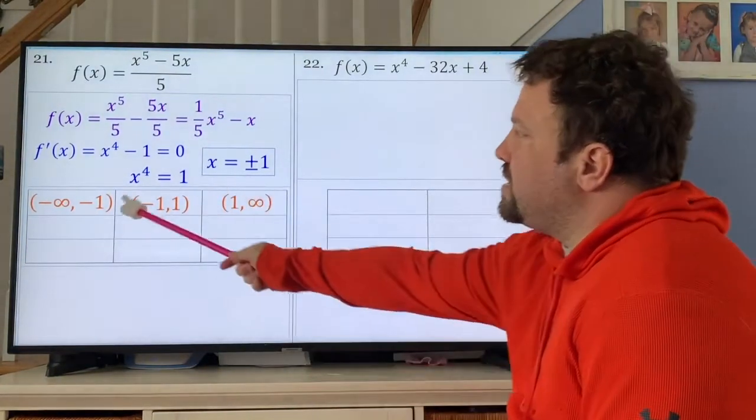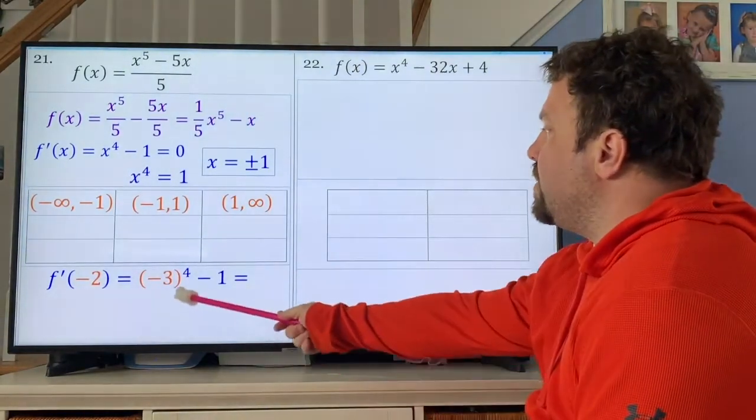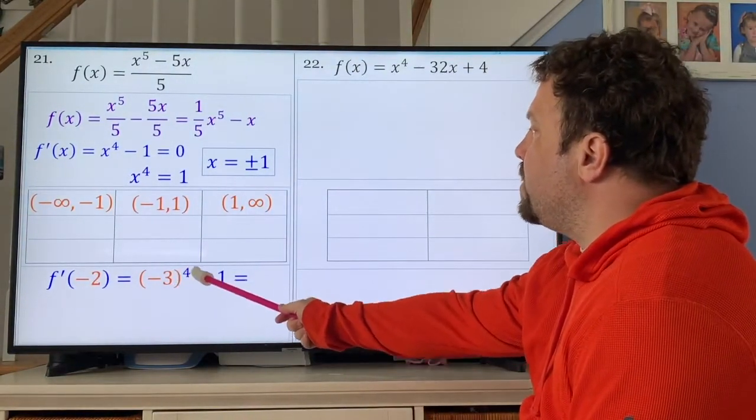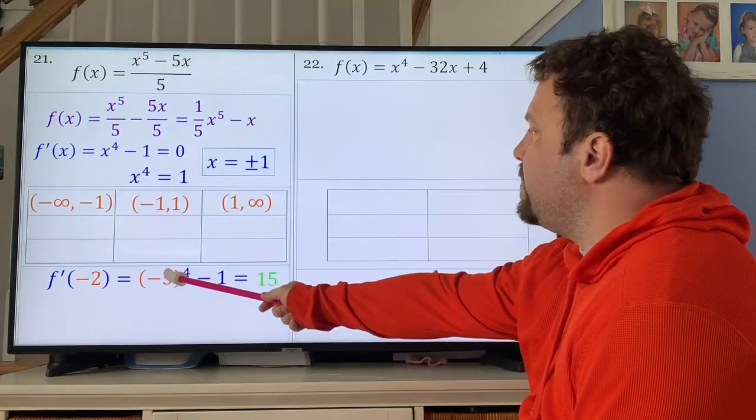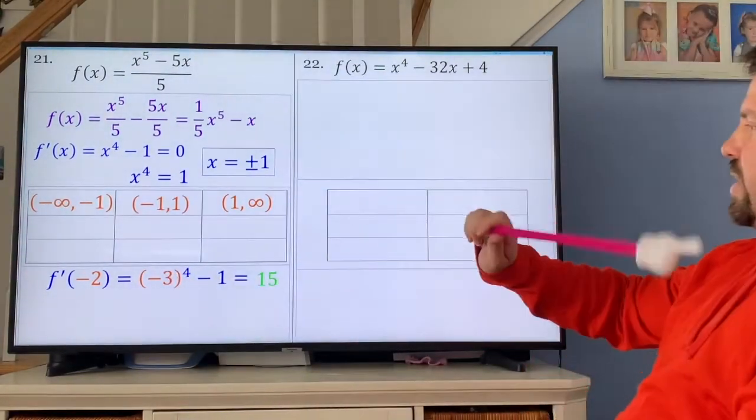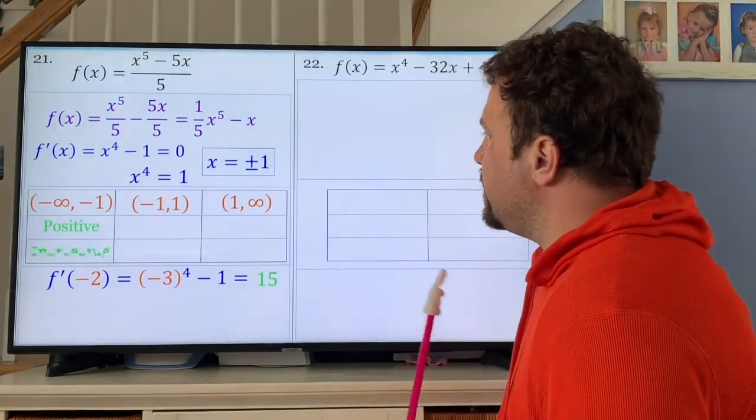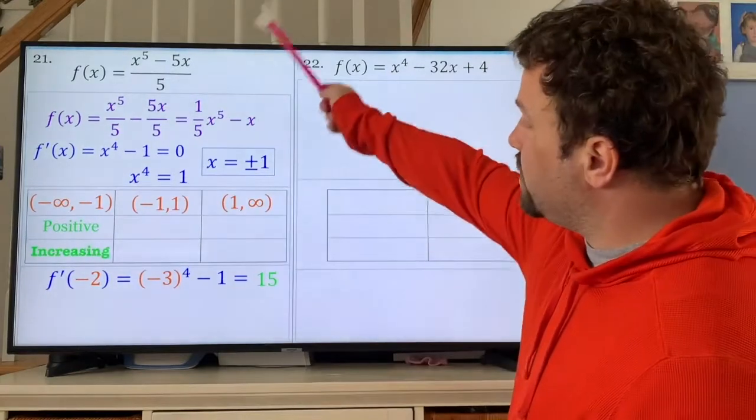So pick a test number, negative 2, it's just a little bit less. Type it in here. That should say negative 2 to the 4th power minus 1 is 15, because negative 2 to the 4th is 16, minus 1 is 15. Little mistake there. Next one, so that's a positive number, which is increasing. So the graph starts by going up.